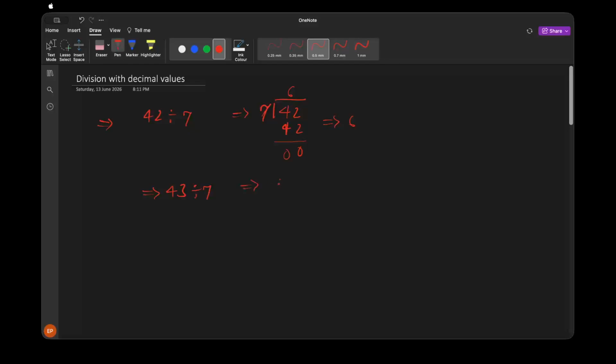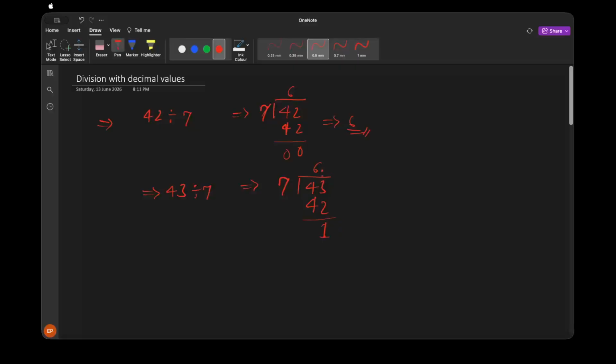Let's calculate. 7 into 43, 7 how many times? 7 sixes are 42, right? We are left with 1. So here the remainder is 1, not 0. If the remainder was 0, the answer would be 6, and that's perfectly fine. But what about this? We are left with a remainder. In that case, we will put a decimal and we will continue the division. Like I will put a decimal here.